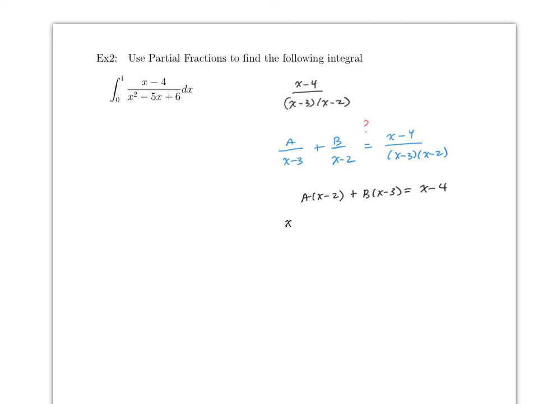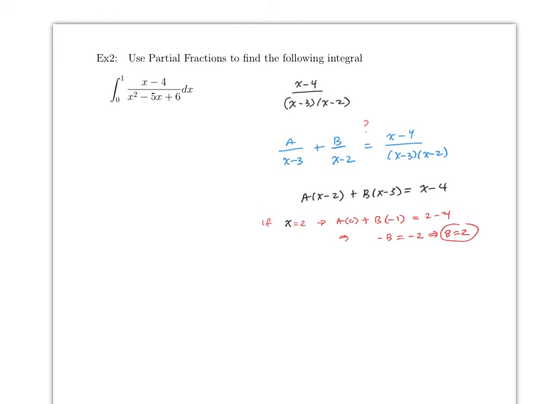But this is what I mean by cheating. If you select the value for x to be 2, and the only reason we're doing that, obviously, is because notice that 2 minus 2 is 0. If we do that, you will have A times 0 plus B times negative 1, and here you will have 2 minus 4. So this implies that minus B is equal to minus 2, which means that B is 2. So you can see it's pretty easy to solve it this way.